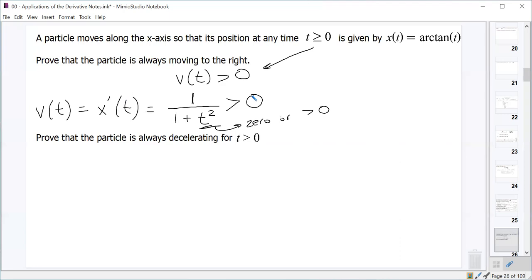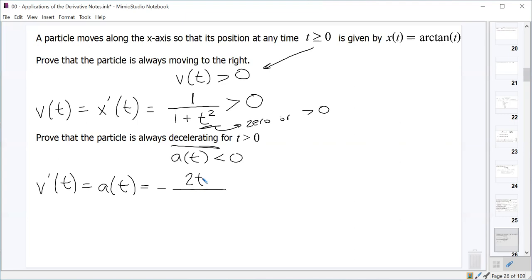To prove that the particle is always decelerating for t greater than 0 means we just need to prove that the acceleration function is always negative. So in order to do that, we'll need an acceleration function. V prime of t, which is a of t, can easily be found using the reciprocal rule. Reciprocal rule says negative the derivative of 1 plus t squared, which is 2t, and then divided by that same denominator, 1 plus t squared, squared.